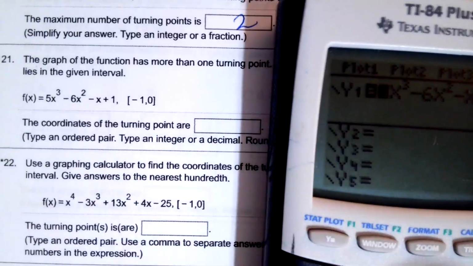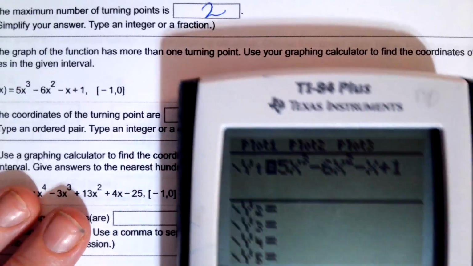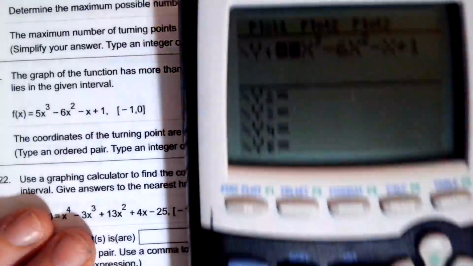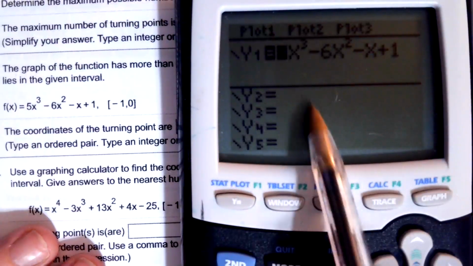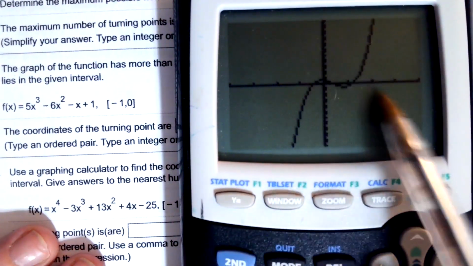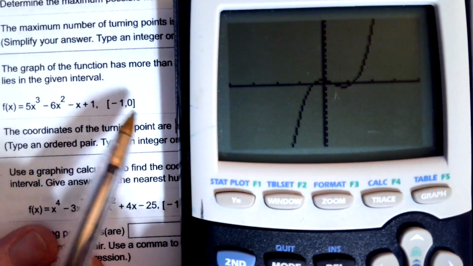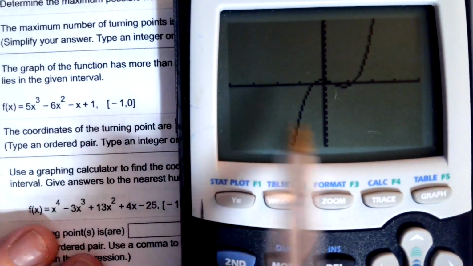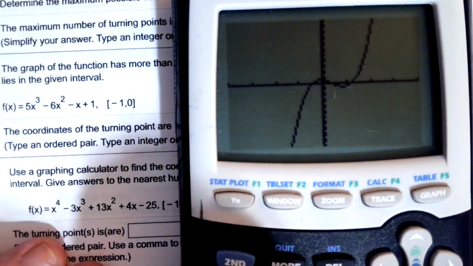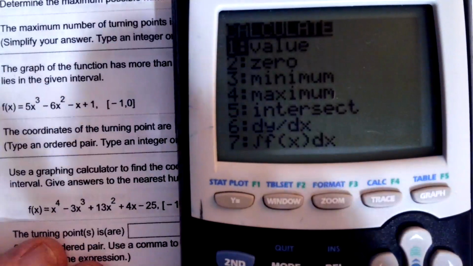Okay, 21 says the graph of the function has more than one turning point. Use your graphing calculator to find the coordinates of the turning point on the given intervals. So I'm going to start by putting the equation in y equals. I'm going to graph that equation. We see that it has a turning point here and a turning point here. They want us to focus on the turning point that's between negative 1 and 0. So it's that one right there. So you're going to press second and calc or trace.